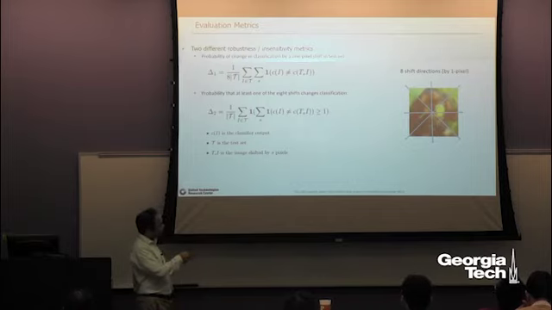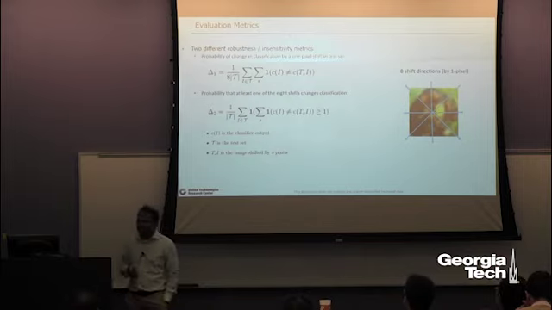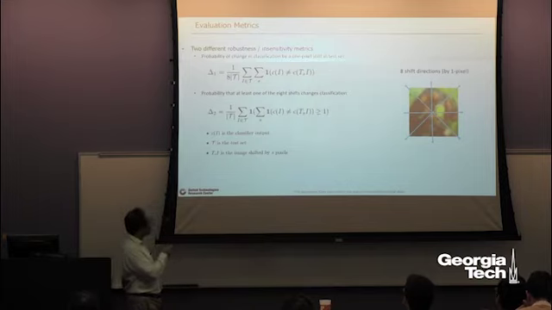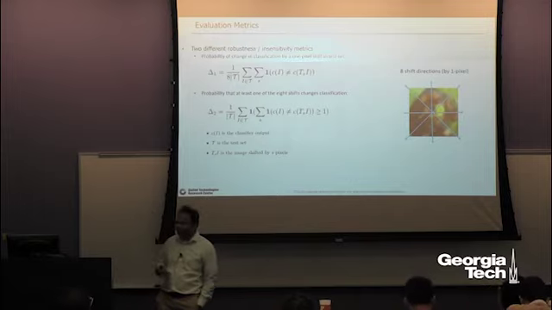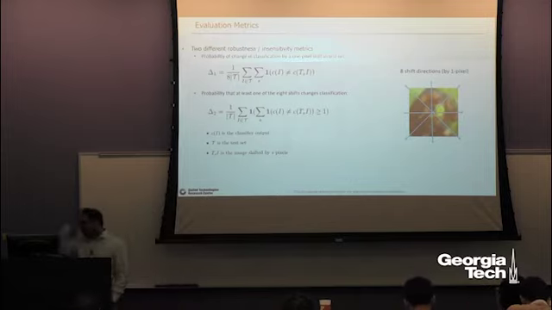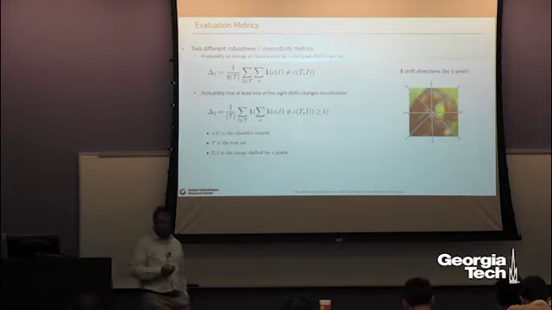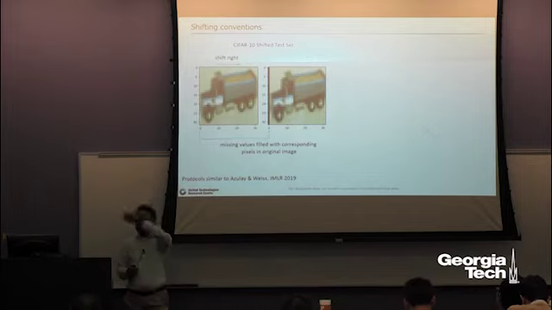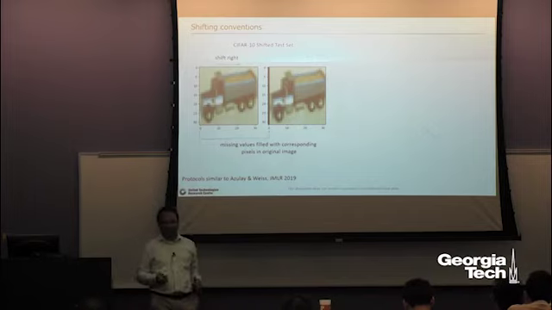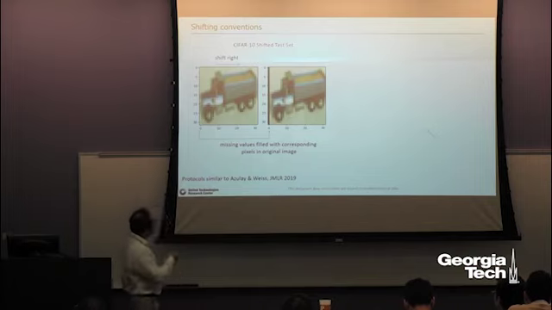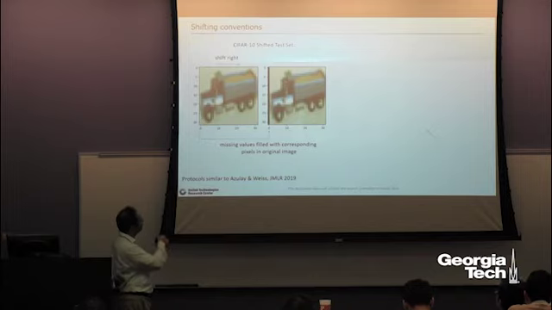This is how we evaluate. We take the test images, shift them by 1 pixel in these particular directions, and measure the probability of change in the classification, and also the probability of change of at least one of these. So two different metrics, and these should be low. There are some different shifting conventions. When you shift the image, what do you do at the border? In one of our protocols, we just fill in these values with the corresponding pixel values in the original image.